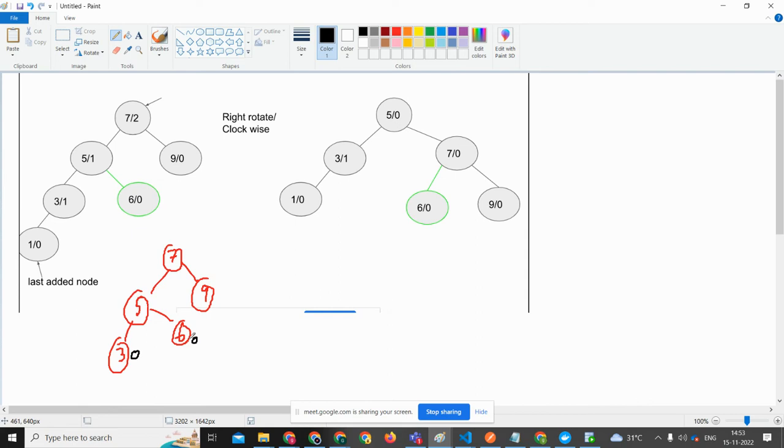This is going to be zero, also zero, right? For 7, on the left you have two levels and on the right you have one. So the slope is 1. For 9 it is 0. So this is balanced. All the slopes are less than 2. If any of the slopes is plus or minus 2, then it is unbalanced.